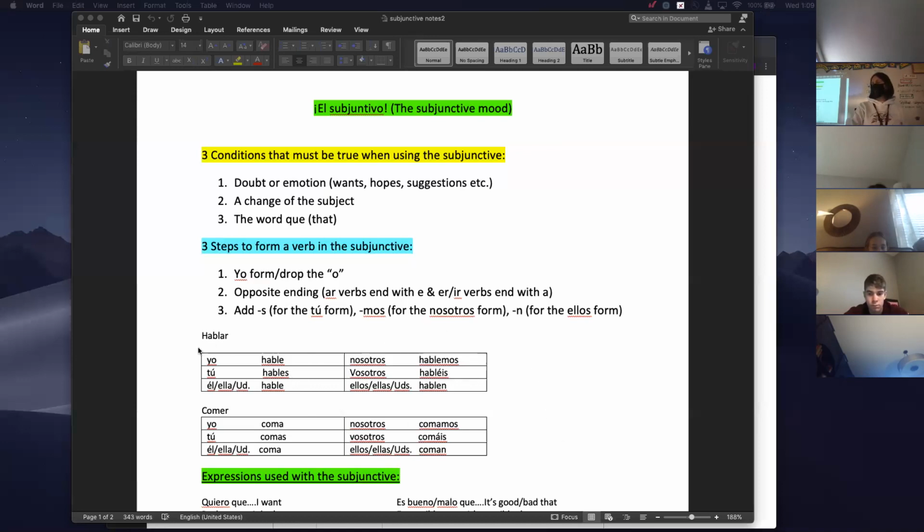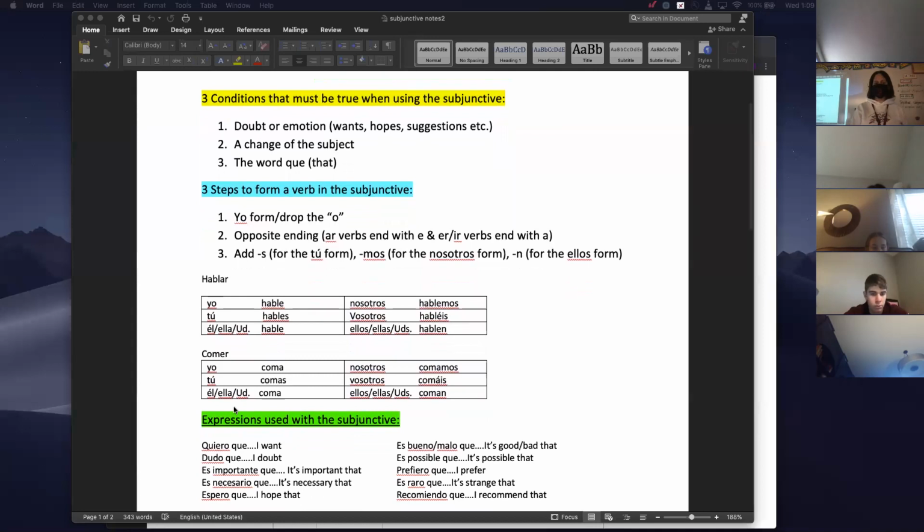And we said, what did we notice about the yo form and the él form? Riley, what do we notice about the yo form and the él form? Riley, are you there? Going once, going twice. All right, what do we notice, Joel, about the yo form and the él form?